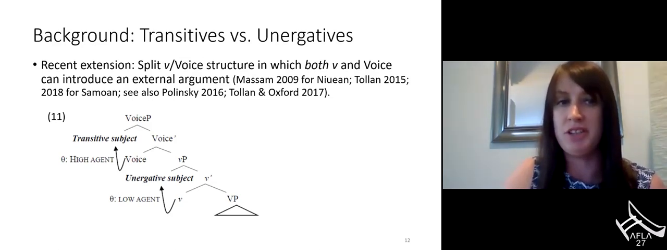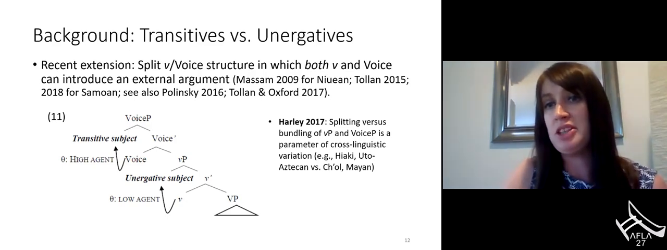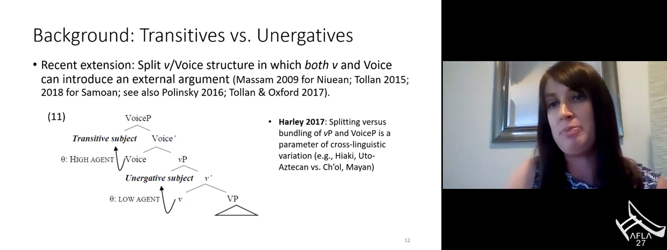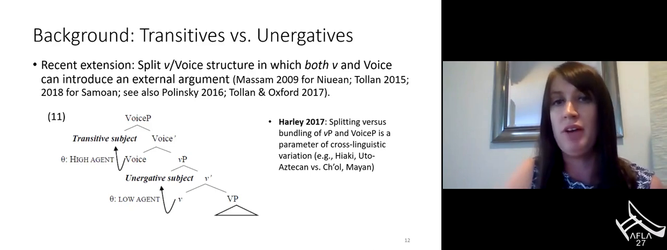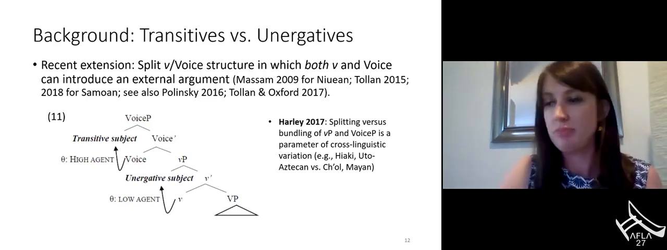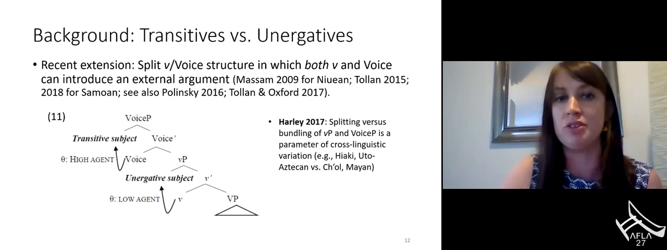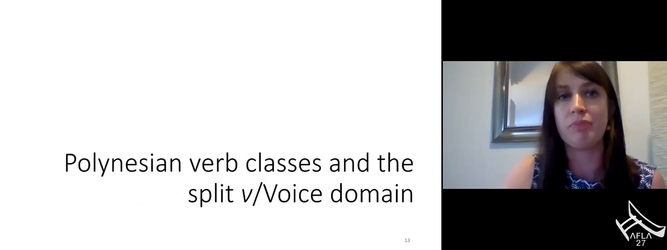And this is associated with two versions of the agent theta role, which we're going to call low agent and high agent. And just a side note, we will be adopting Harley 2017, who argues that splitting versus bundling of VP and voice P is a parameter of cross-linguistic variation. So we're not necessarily expecting that every language has what we would see in 11. Some languages might have a bundled V and voice domain.